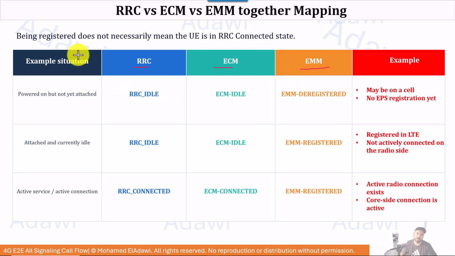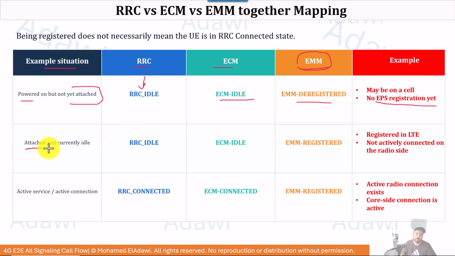For example, assume this situation: the user is already powered on, but not yet attached to the network. So just power on. This means the user is in RRC idle and the ECM is idle, while the EMM is deregistered. So no paging can be done because the network doesn't know the user location, right? So no EPS registration, maybe he's looking for a cell now.